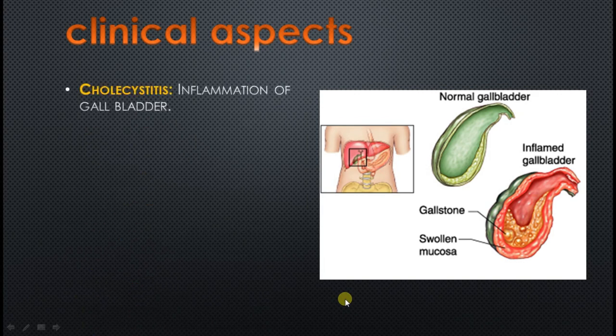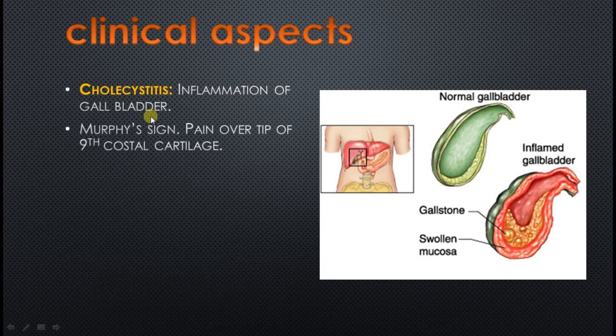Inflammation of the gallbladder is called cholecystitis. When the gallbladder is distended, you feel tenderness over the tip of the 9th costal cartilage. So when you touch the tip of the 9th costal cartilage and ask the patient to inhale, he will feel pain and tenderness over the tip of the 9th costal cartilage, which is called Murphy's sign.